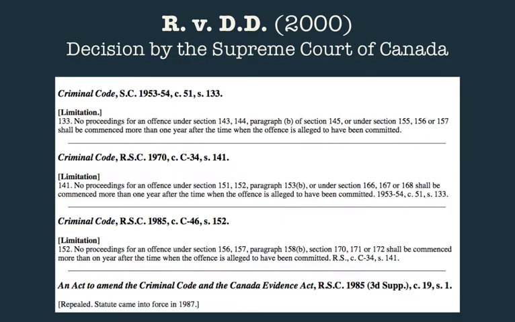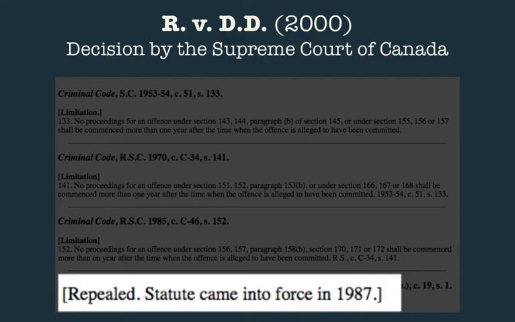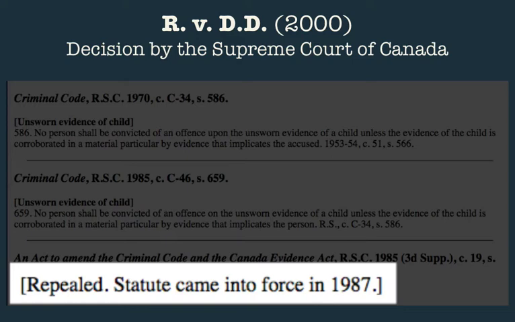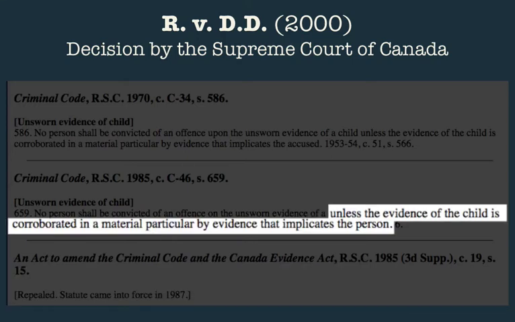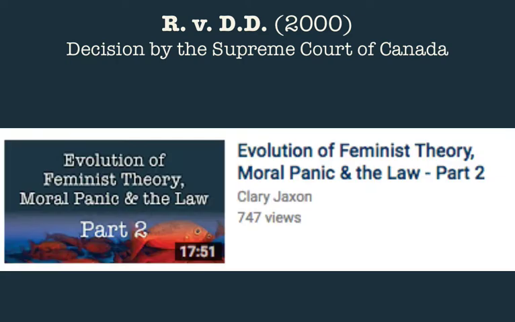This is a case that set a precedent made possible only after the removal of two key statutes in our criminal code in the mid-1980s: the removal of the statute of limitations for sexual offenses and the removal of the unsworn evidence of a child provision. The unsworn evidence of a child provision required material corroboration. I discuss these changes in part 2 of my series, Evolution of Feminist Theory, Moral Panic, and the Law.